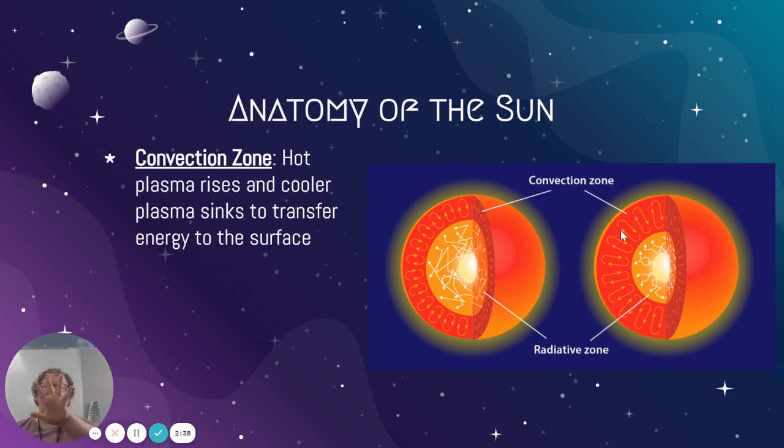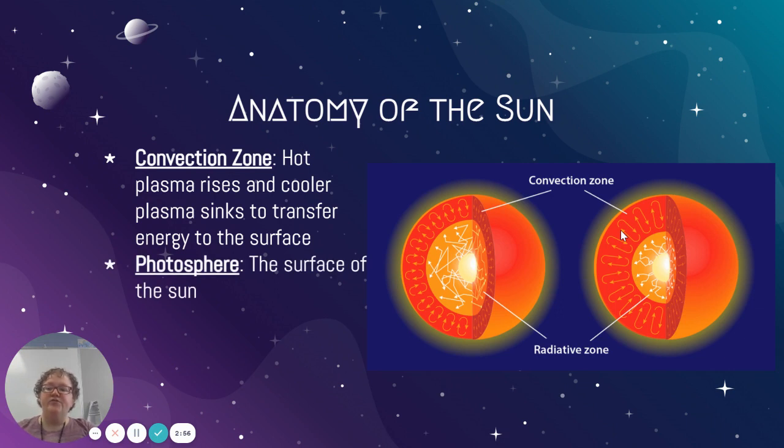That's the process of convection. So heat rising, cooler plasma sinking. That cooler plasma is going to get some of the energy from the radiative zone and then rise again, and that's just going to continue. So radiative zone, heat is moving out. Convection zone, the heat is cycling that plasma.